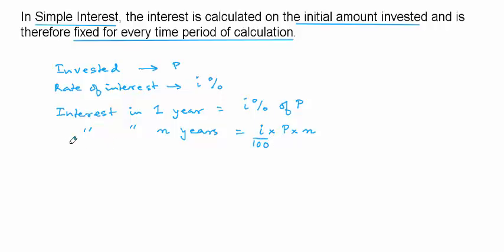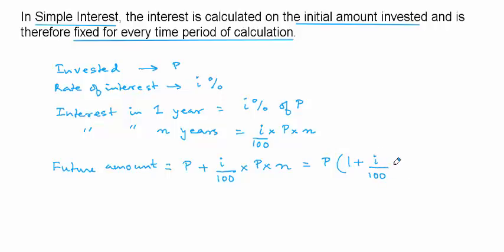And therefore, the final amount, referred to as the future amount, is equal to the initial amount invested, so that's P, plus the interest accumulated over n number of years. So that is going to be I over 100 times P times n, which is equal to P times 1 plus I over 100 times n.